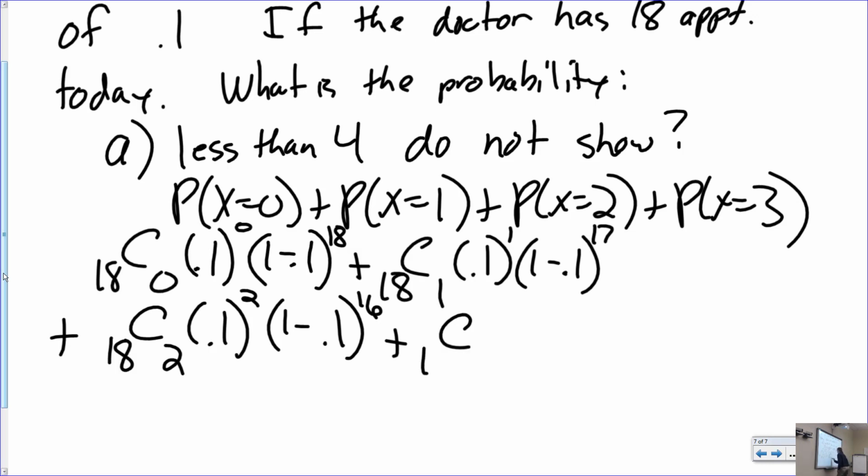plus the combination of 18 things taken 3 at a time, times 0.1. And again, all that stuff is doable. Since this is a counting down example, you'd be more than welcome to calculate this in Excel as well as cranking the numbers out on your calculator. Either way you wanted to do it.